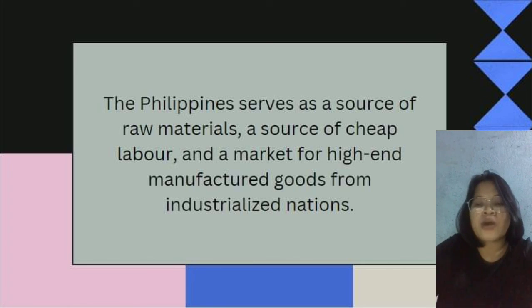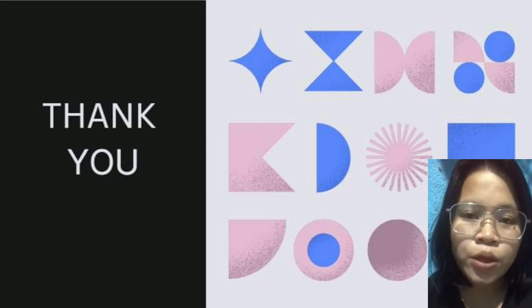The Philippines exports to other countries, while developed countries manufacture goods and sell them to us at a high value. That is, the unequal exchange relationship between developed and developing countries was viewed as contributing to poor economic growth in our country. And that's the end of our report. Thank you.